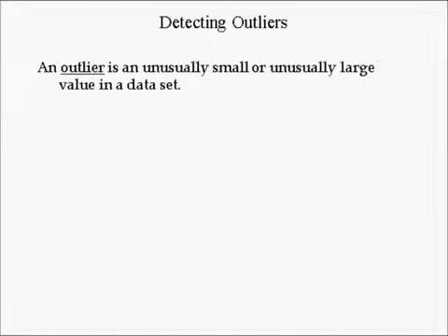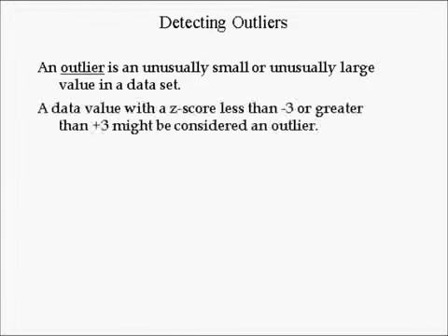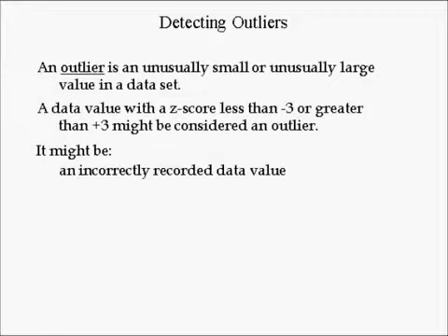An outlier is an unusually small or unusually large value in the data set. Z-scores are used to determine if observations are outliers. A data value with a z-score less than -3 or greater than 3 might be considered an outlier. However, such a value could have been incorrectly recorded. For example, a person conducting a survey might have heard a respondent say 17 when she meant to say 70. Or the person conducting the survey could have recorded a response equal to 23 as 32 by mistake.